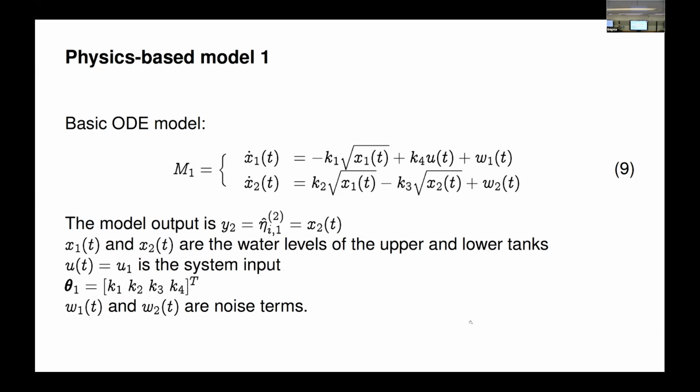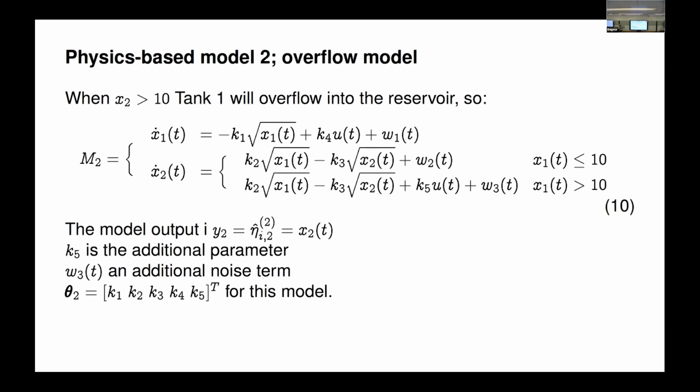If there's overflow, then you can modify that ODE model and add a conditional effect on this second differential equation, so that if overflow happens, when the water in tank 1 goes over 10, we get an additional term in here, which captures some of those additional nonlinear dynamics. We use both cases, and you can put all these models in the model library, and select them depending on what's appropriate.